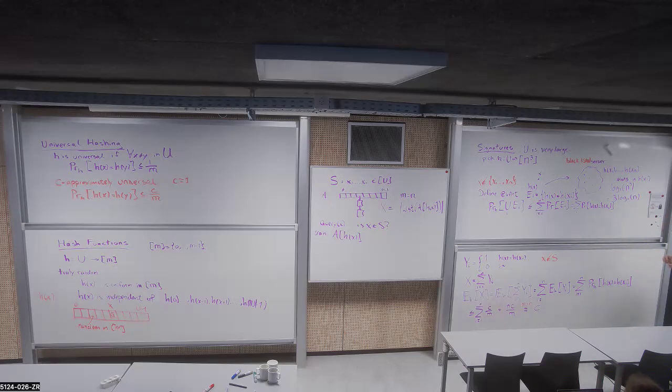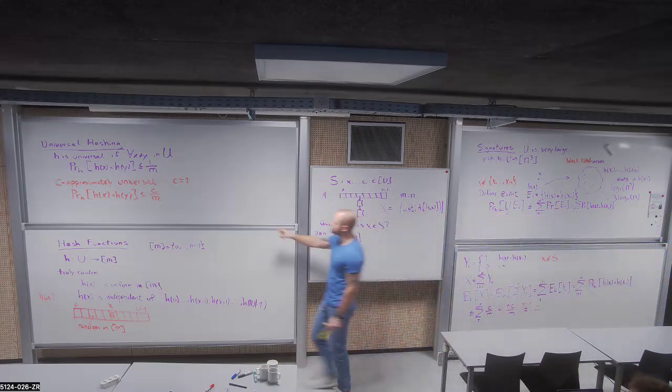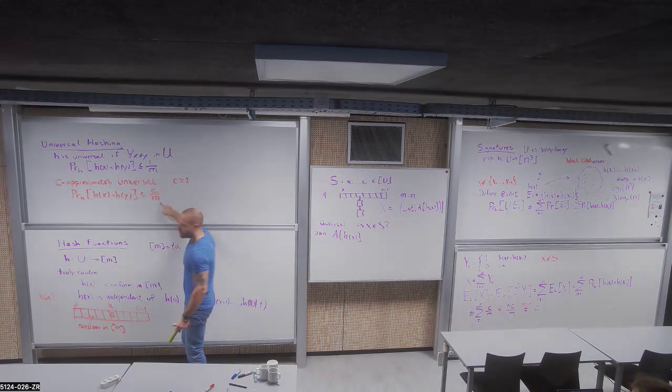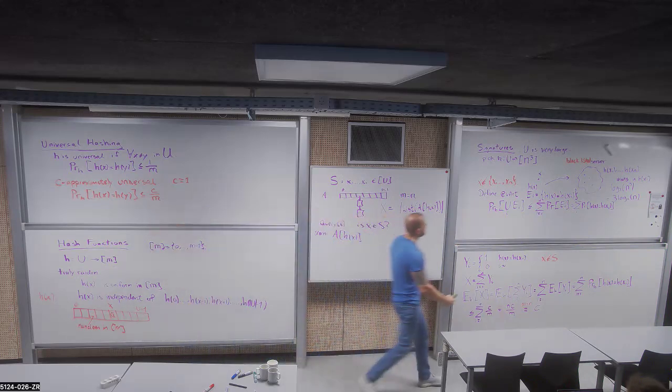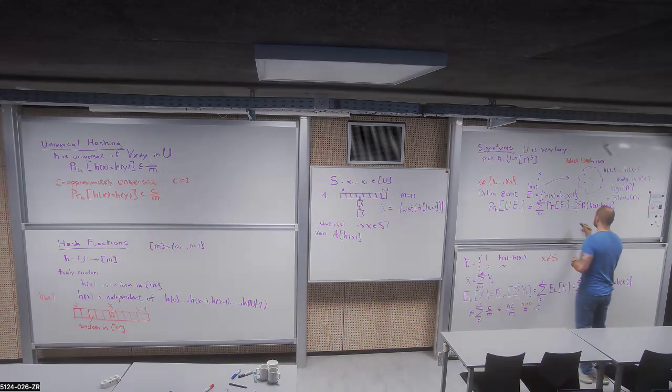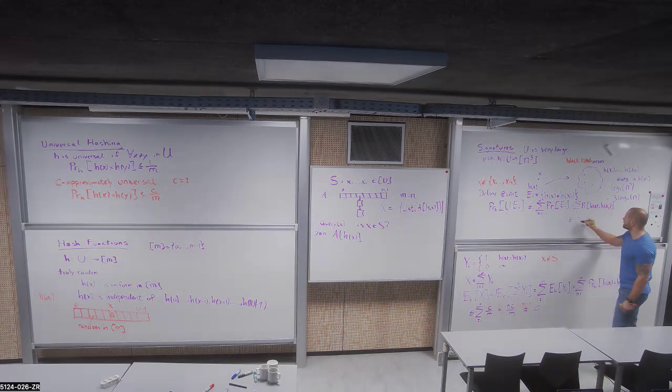So now what is this probability? If it's c-approximately universal, it's at most c over the output domain. Here it was n cubed, so it's less than or equal to the sum over i of c over n cubed. There's only n terms in the sum, so c over n squared. It's a very small probability.